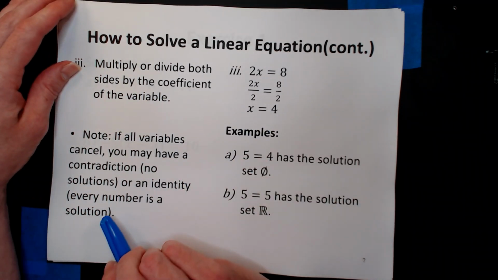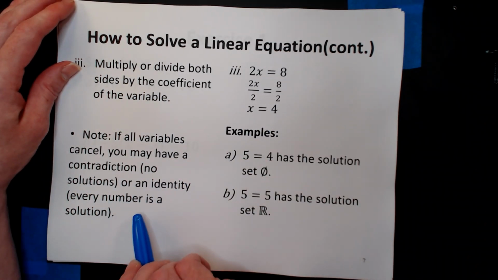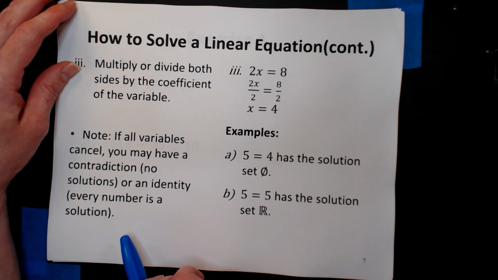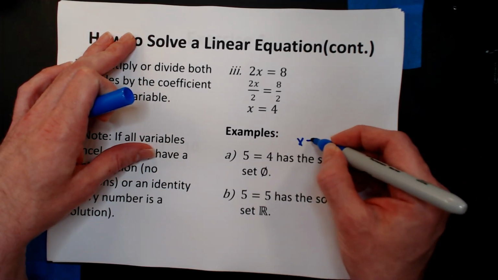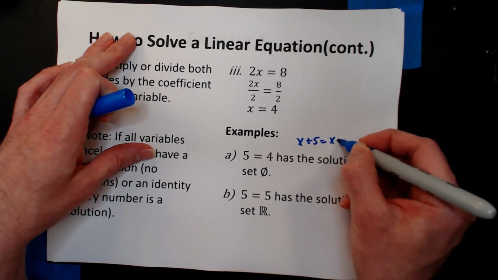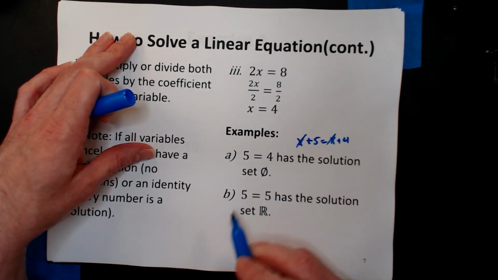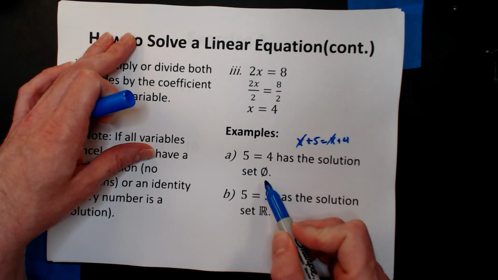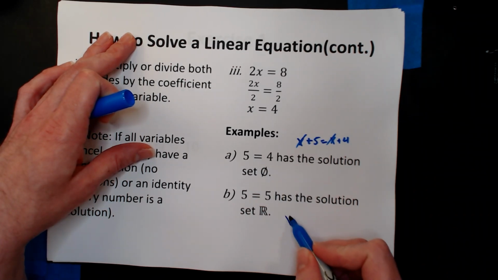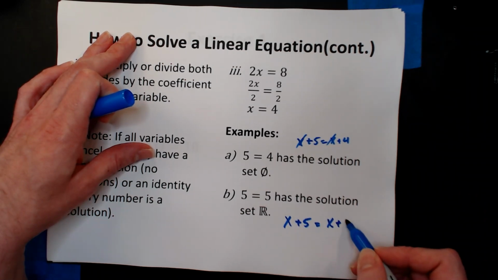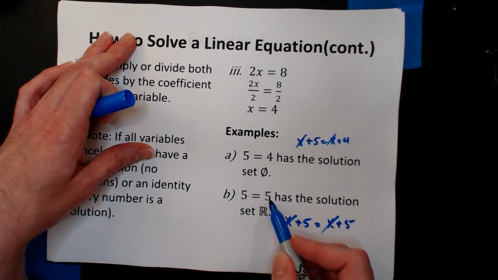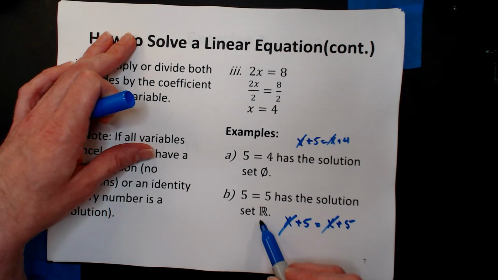Note, if all the variables cancel, you have a contradiction, no solution, or an identity. Every number is a solution. For example, if you had something like x plus 5 equals x plus 4, and you cancel your x's, you say, well, 5 never equals 4, so that's the empty set. Or if you had something like x plus 5 equals x plus 5, and I'm just making these examples up, when you cancel x's, 5 is always equal to 5, so it doesn't matter what x was. All real numbers are your solution.